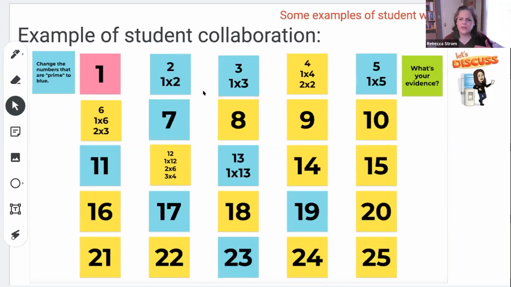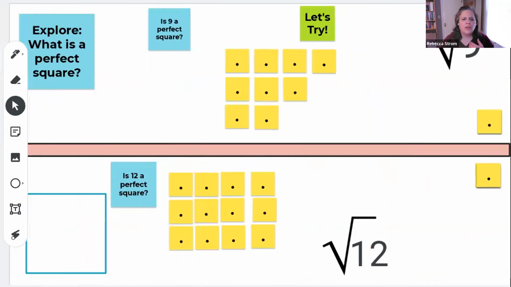So of course, if we're going to talk about prime and composite, then we wanted to play a little bit more. So how does this connect to being a perfect square? Let's try something like the top one.